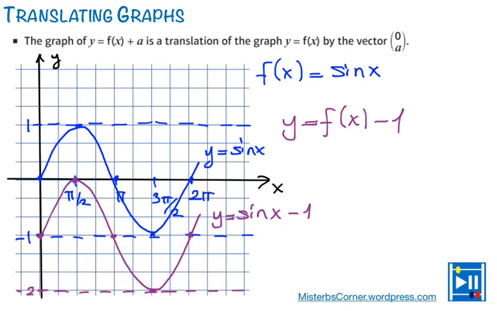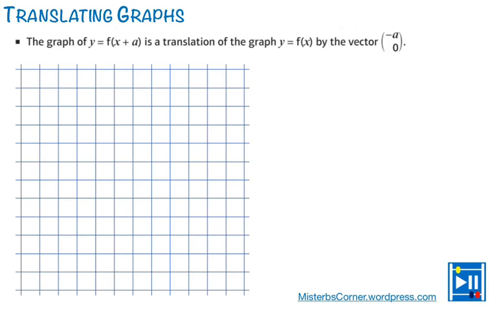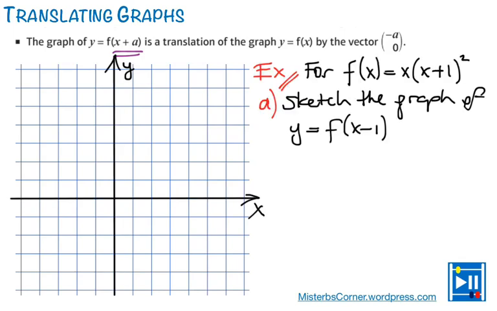So this is the trigonometric example, and now let's move on to what happens if we add this to the x value, like this one. So here the addition of the constant is to the x value, or this is inside the function. So let's see what happens. So for f of x is x plus x times x plus 1 squared, we're going to sketch the graph of f of x minus 1, which is inside the brackets.